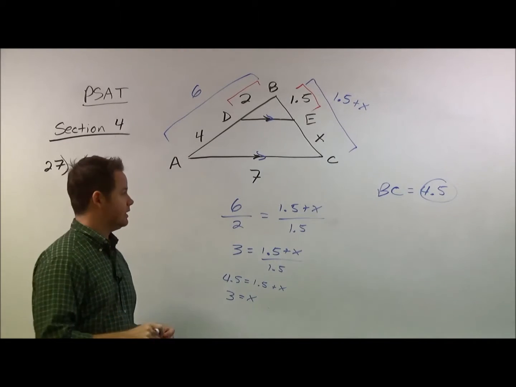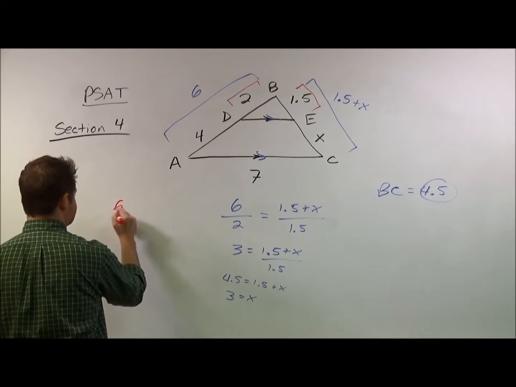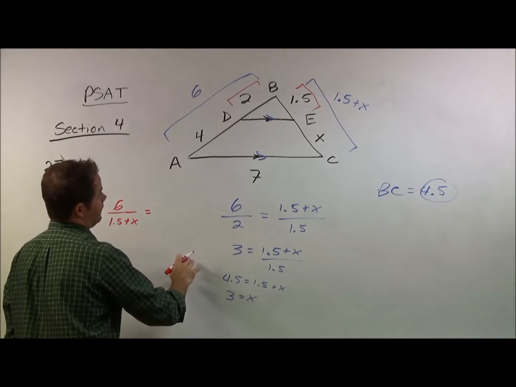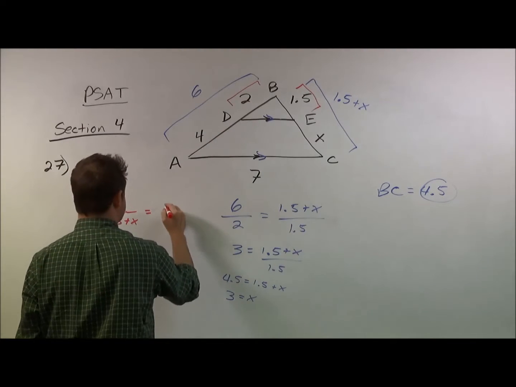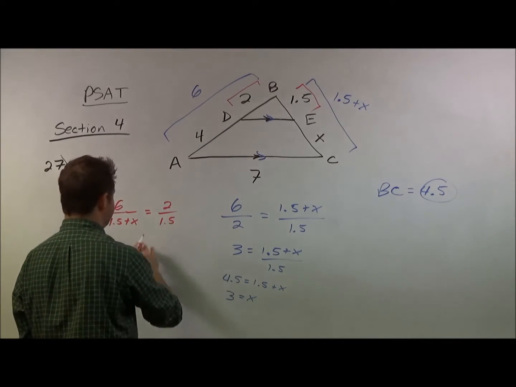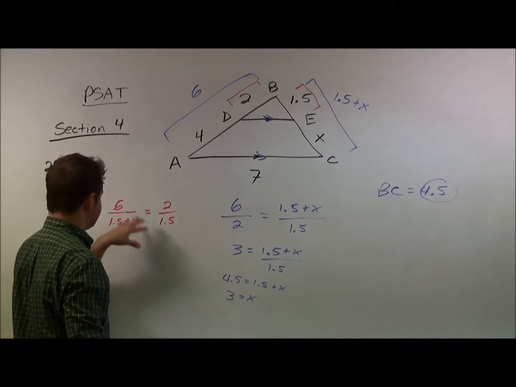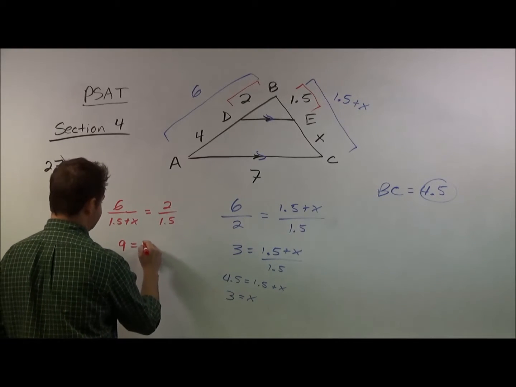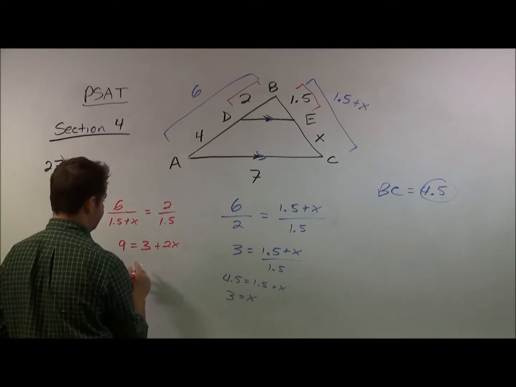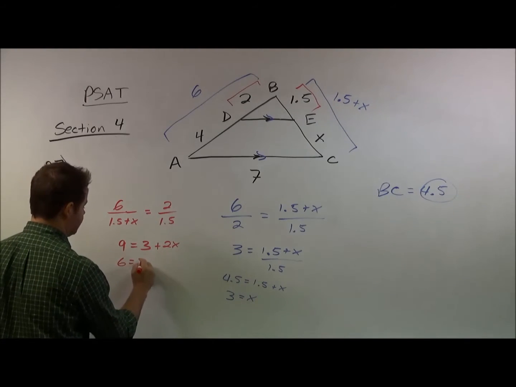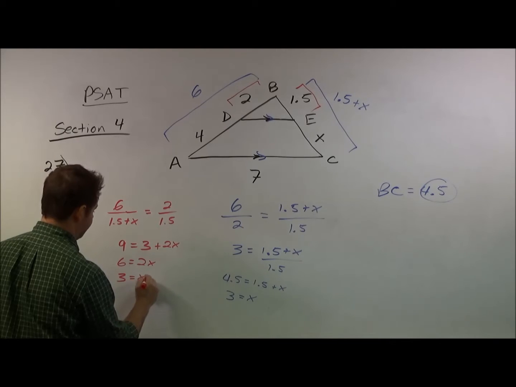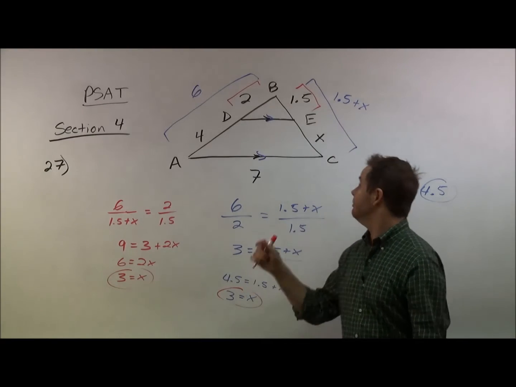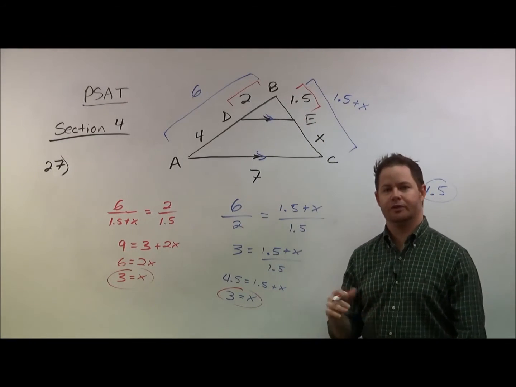And let's just illustrate that briefly here. So if you did 6 to 1.5 plus x is equal to, and then you did the short sides to each other, 2 to 1.5. When you go to solve for this, if you cross multiply, 6 times 1.5 is going to give us 9. 2 times 1.5 is 3 plus 2x. And when you solve, you subtract 3, you get 6 equals 2x. And x equals 3. So it's the same as what we got over here. You would then need to go ahead and plug that back in for x and add that on to 1.5 to figure out the length of BC.